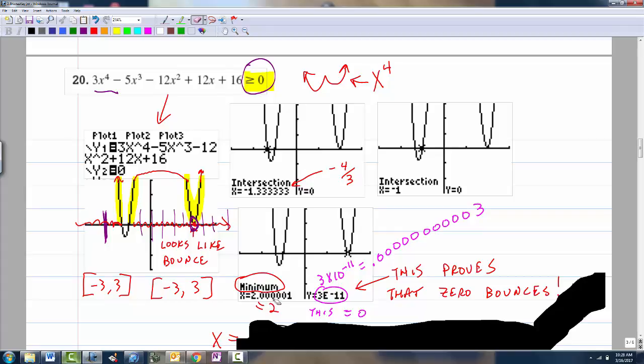If you plugged in 2.000001, you would not get 0. You'd get like this minute decimal. All right. So it is 2, 0.